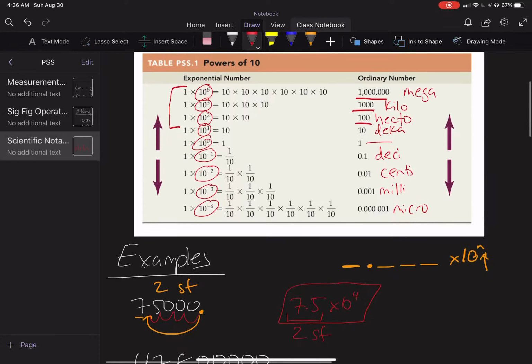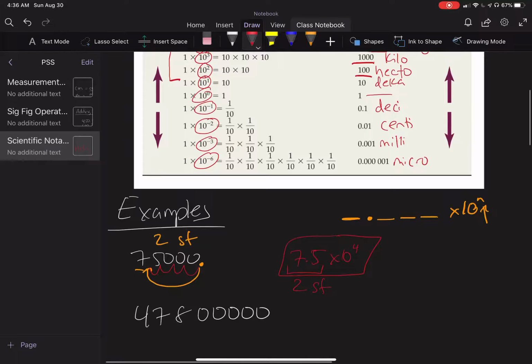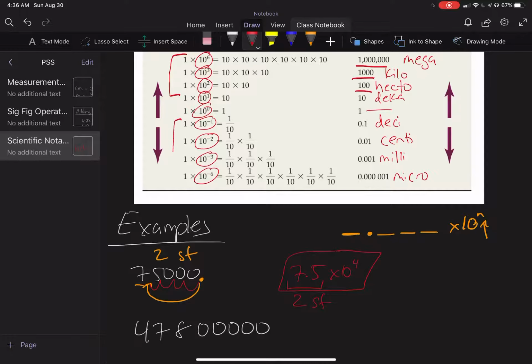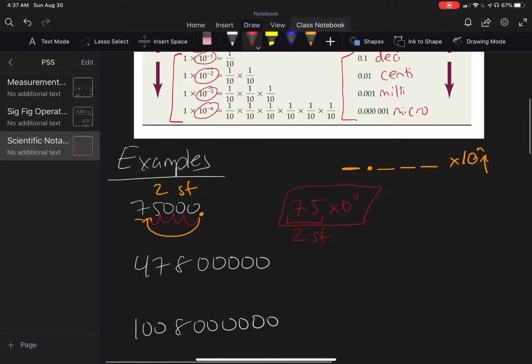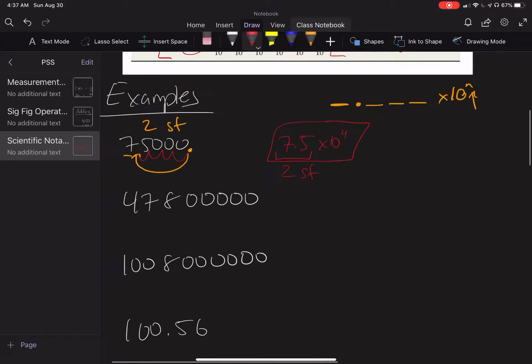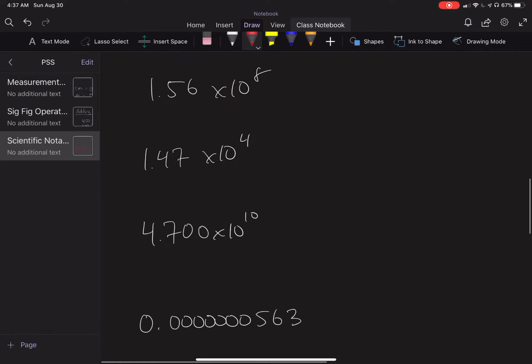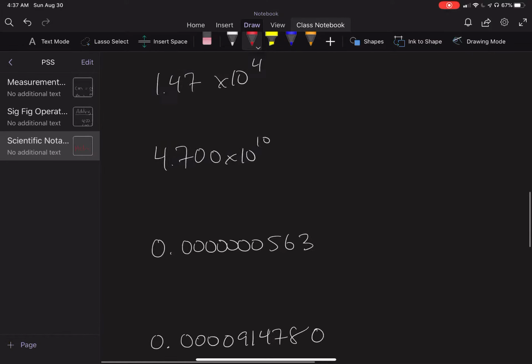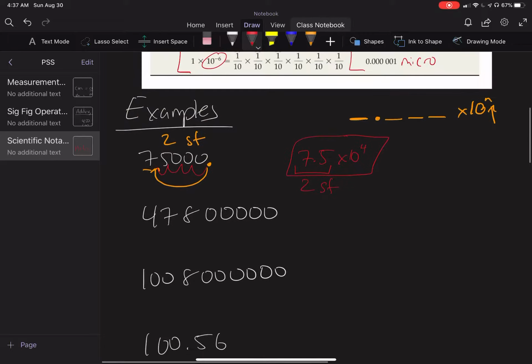75,000 was a large number. Positive exponents correspond to large numbers that are greater than 1. And then negative exponents correspond to quantities that were smaller than 1. So let's look at a few that are larger than 1, and then a few examples down here that are smaller than 1. We're just going to go through each one, and hopefully it'll start to make sense as you see the pattern.